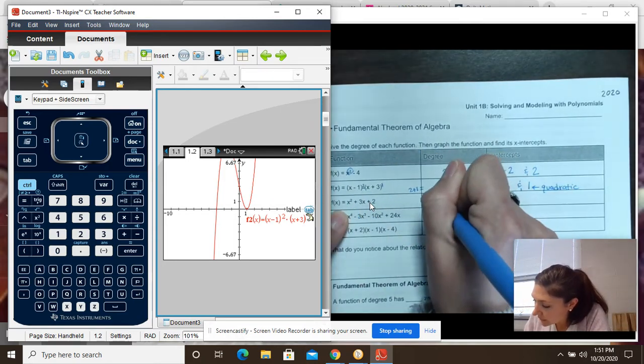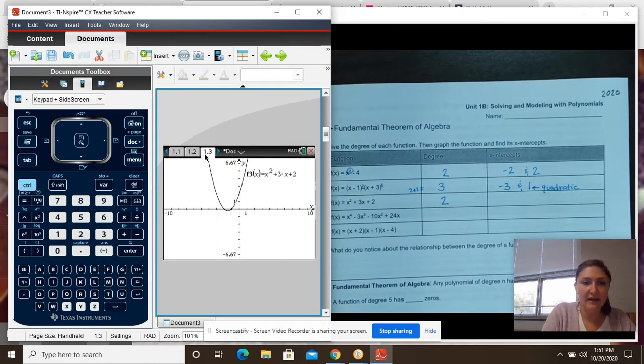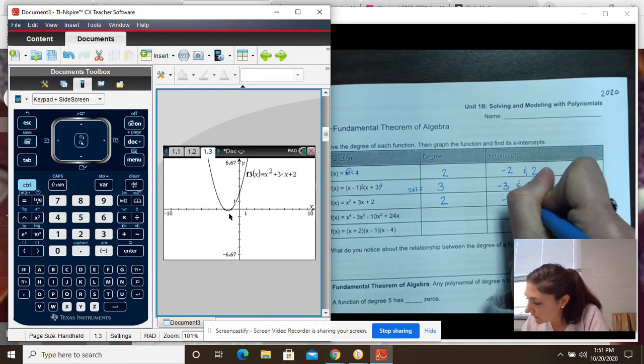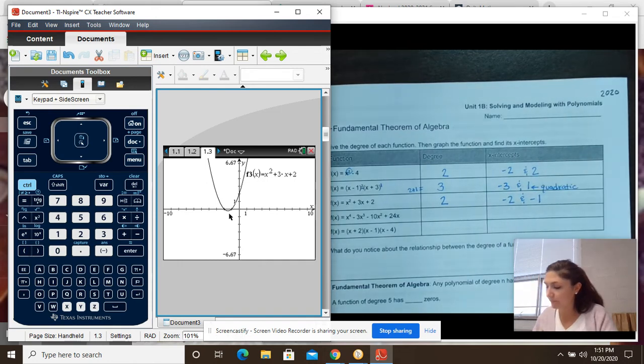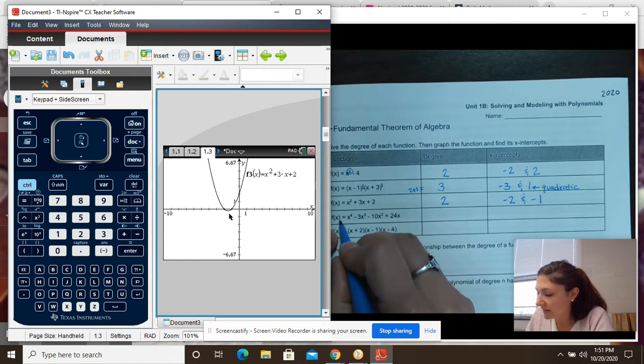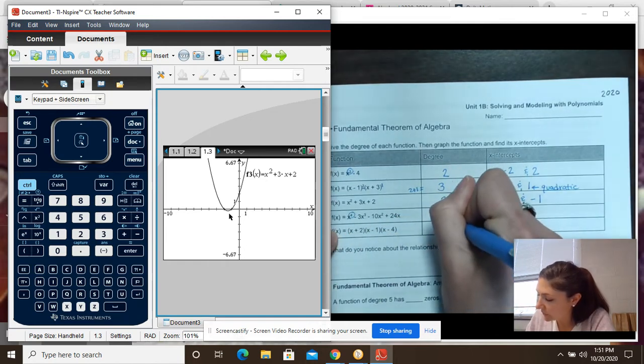We're back in standard form, so I'm just looking for that biggest exponent. And then if I look at the graph of x squared plus 3x plus 2, I've got x-intercepts at -2 and -1. The next function in my list is in standard form again. My biggest exponent is 4, so that means my degree is 4.